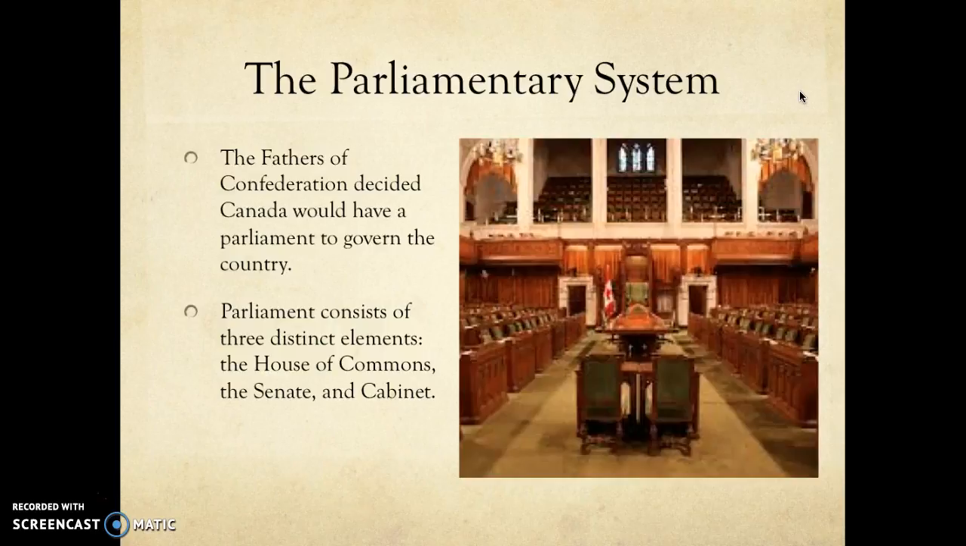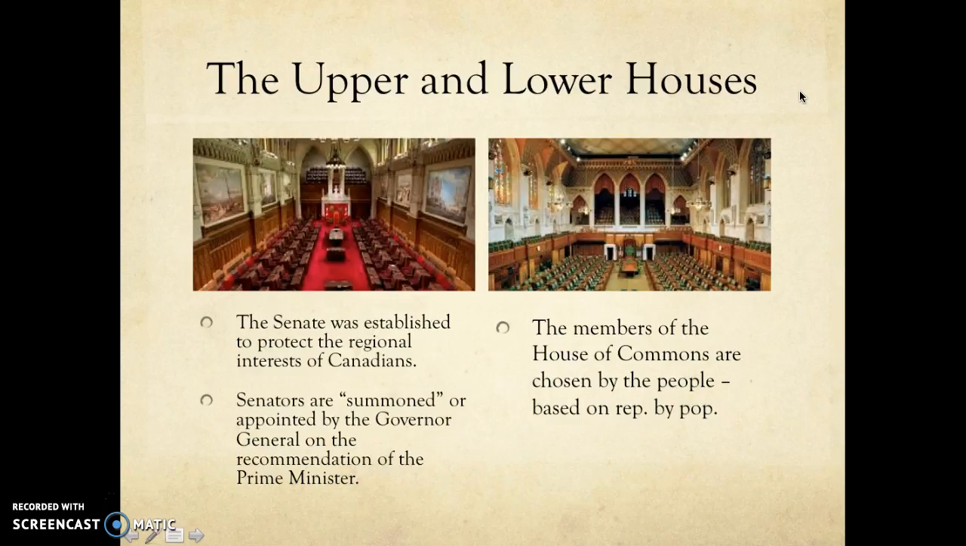The parliamentary system. The Fathers of Confederation decided Canada would have a parliament to govern the country. Parliament consists of 3 distinct elements: the House of Commons, the Senate, and Cabinet. Each house has equal status as regards to its immunities, privileges, and powers, but each is far from being a duplicate of the other. One marked difference between the upper house or Senate and the lower house or the House of Commons is that the Speaker in the Senate is appointed by the Governor-General, while the House of Commons elects its own Speaker. The Senate was established to protect the regional interests of Canadians.